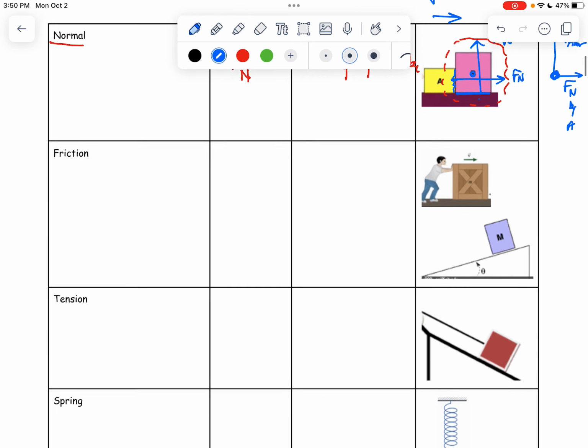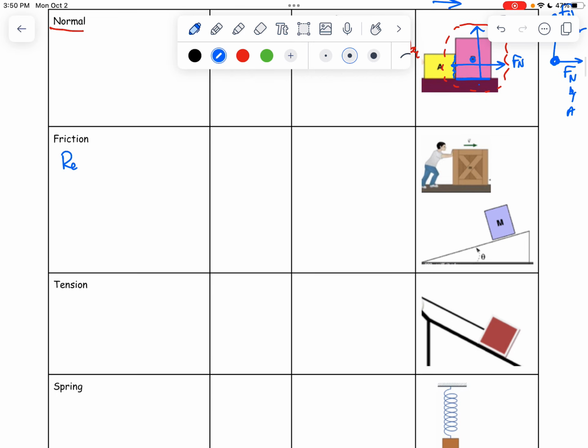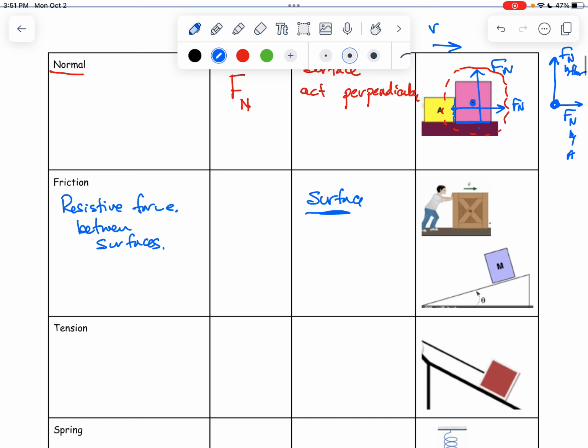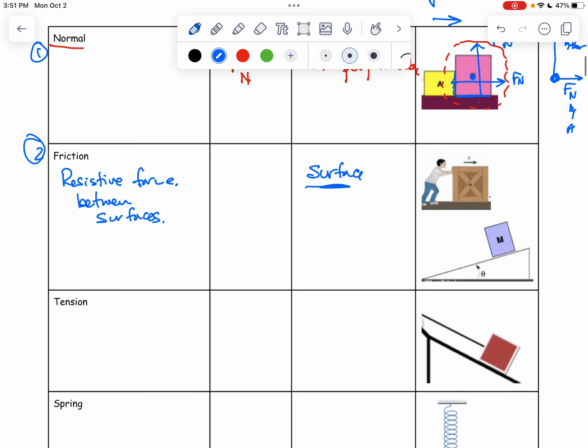Friction is a resistive force between surfaces. So again, the agent is going to be the surface itself. When you see surfaces, there are two possible forces that may be applied. You could have either the normal force or the frictional force. So you have two forces that are due to surfaces.